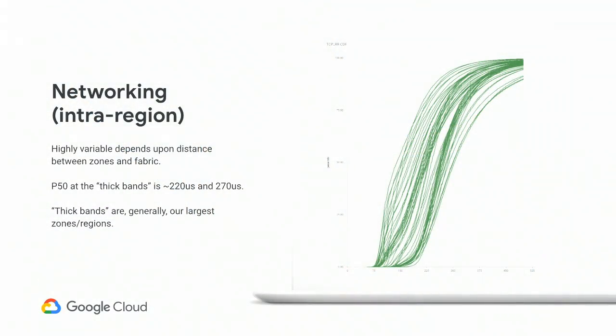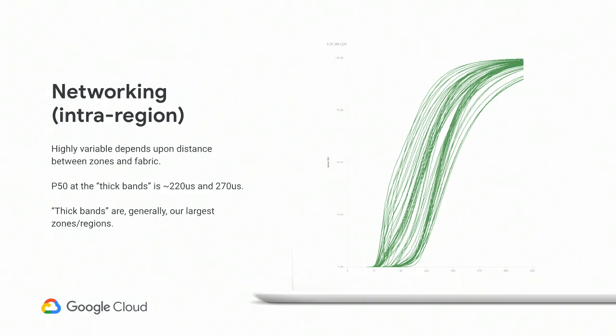You can see, again, there are two big clumps for how our clusters work, depending upon basically fabric, and we have a policy on distance. So you're talking basically 220 microseconds or 270 microseconds when you're wanting to go between zones in GCE over TCP. It's moderately fast. Those are our largest zones and regions.